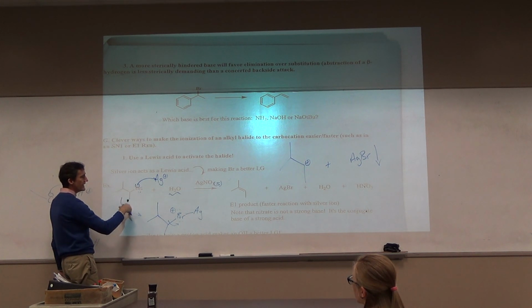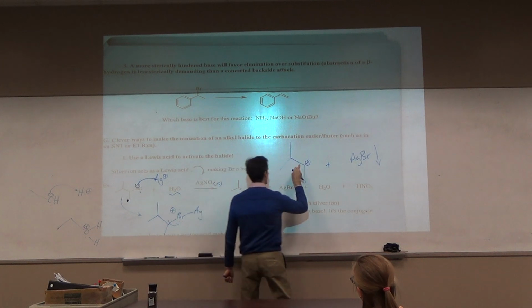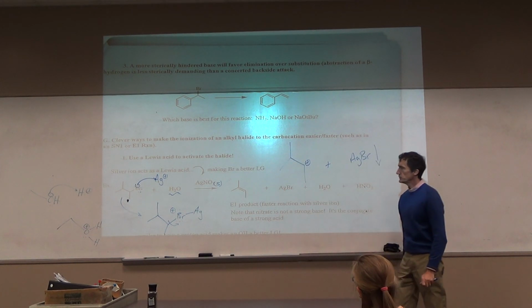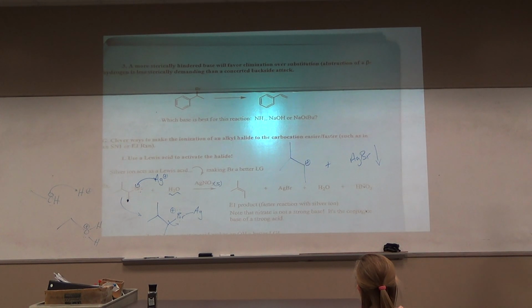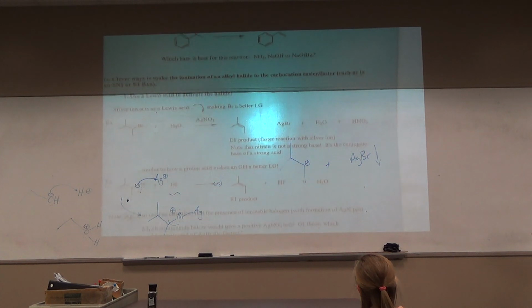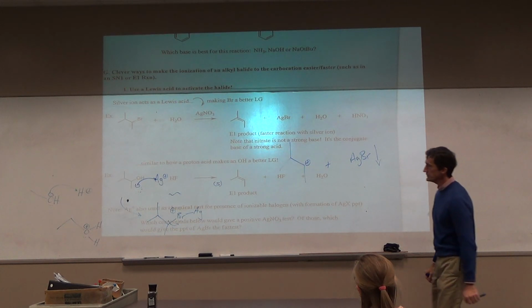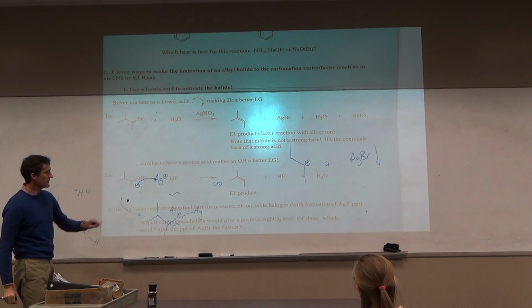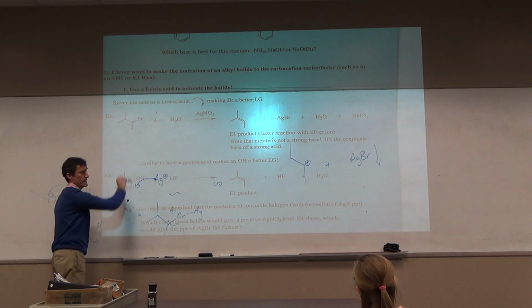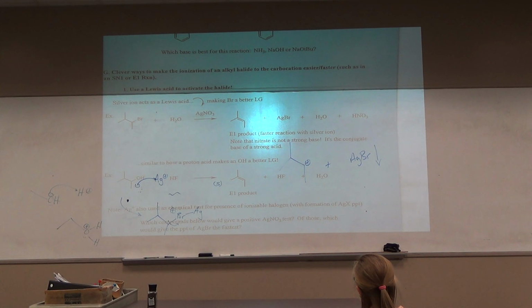So this is a clever way to get your carbocation faster. Use a silver ion or Lewis acid, such as silver ion, not proton. Now the silver can also be used as a chemical test for the presence of bromine or halogen. You did this in lab when you made your T-amyl chloride. Okay, you reacted it with silver nitrate, got a precipitate, yeah?